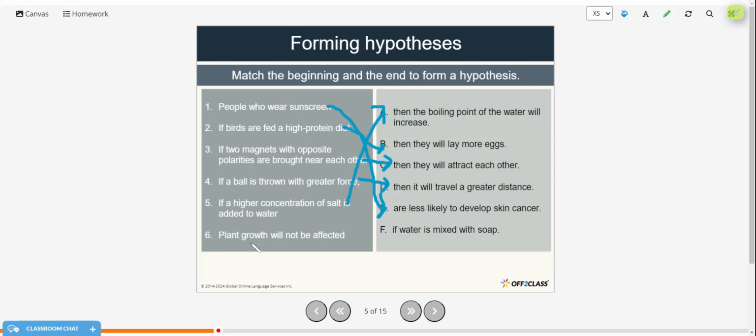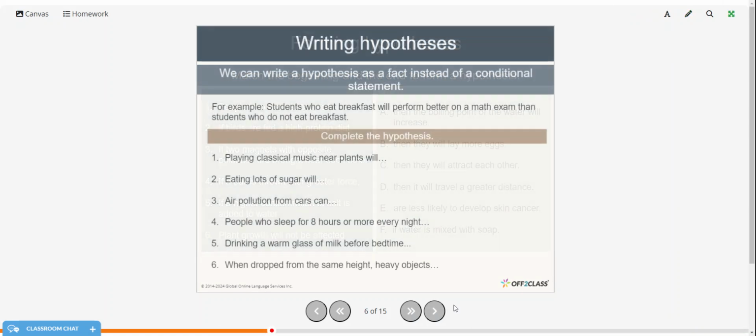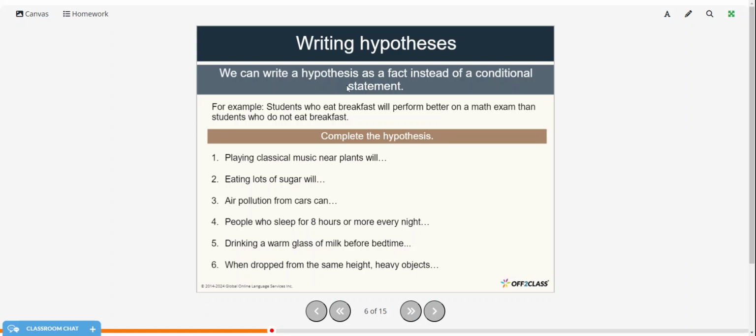And let's see, plant growth will not be affected if water is mixed with soap. So we can write a hypothesis as a fact instead of a conditional statement. For example, students who eat breakfast will perform better on a math exam than students who do not eat breakfast. So practice by making some hypotheses, and your answers will vary, but write these as statements instead of if-then statements.